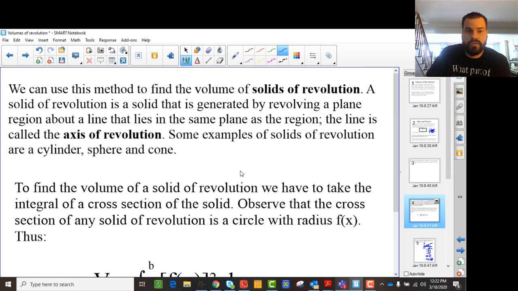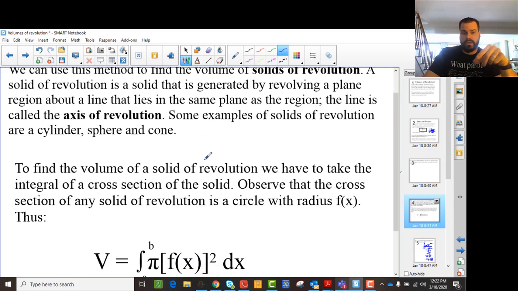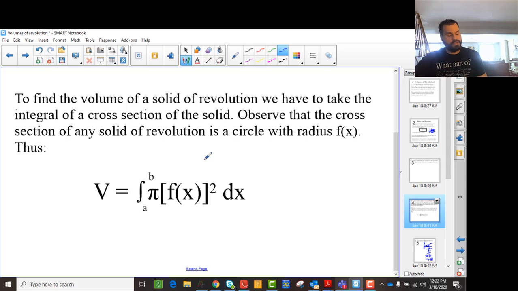So to do that, we use this method, and we figure out what the solid is by revolving a plane region about a line that lies in the same plane as the region. In other words, we're going to stick to the x-axis. So to find the volume of a solid of revolution, we have to take the integral of a cross section of the solid. And if you think about what that looks like, it's essentially a circle.